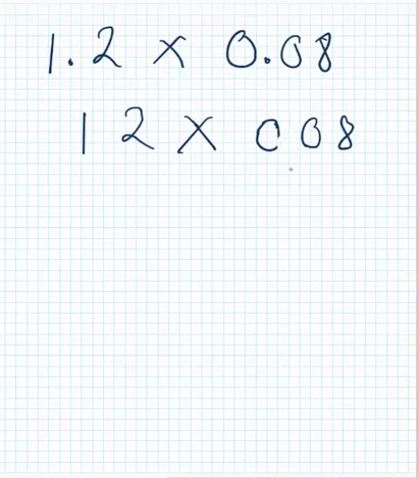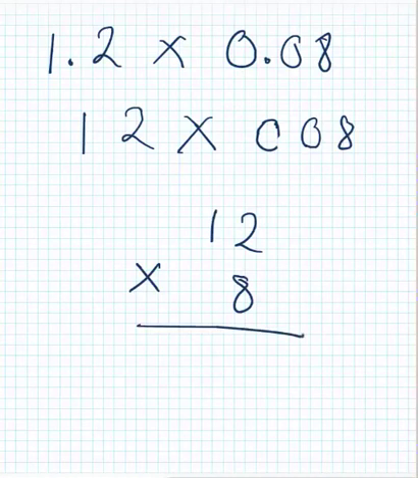Do we have to have these zeros in front of the 8? No. So all we're going to do is now have 12 times 8. Now this is actually an easy one because we know our timetables. Just say you forgot what 12 times 8 was. Well, 8 times 2 is 16. Put the 6 down, carry the 1. 8 times 1 is 8 plus 1 is 9. And we know 8 times 12 is 96.